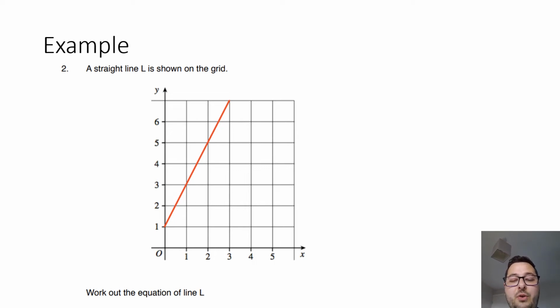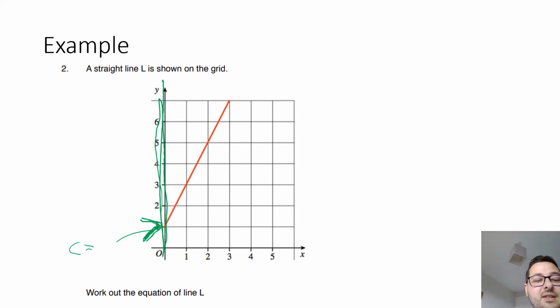Okay, well, first of all, what is the y-intercept? Well, here's your y-axis here. Where does it hit it? Well, it hits it there, doesn't it? So our c is going to be 1. And what's the gradient? Well, let's pick 2 points on the graph.